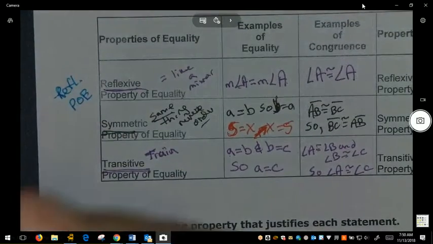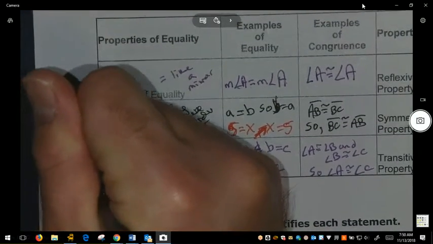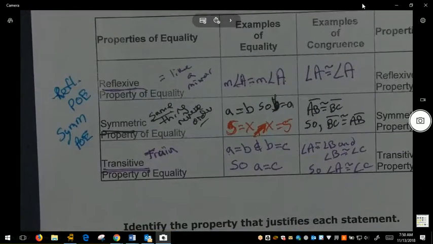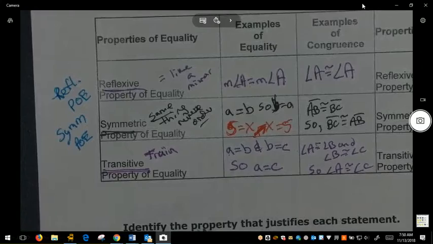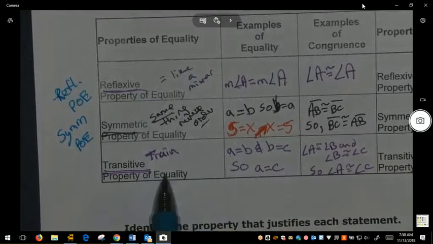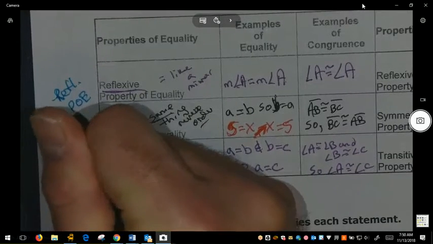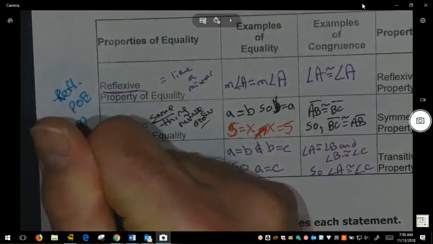P-O-E. Symmetric, P-O-E for property of equality. We still read it as property of equality. Wait, isn't it property of congruent? Nope, these ones are property of equality. Oh. This one is transitive, and we will write that one out. Property of equality, we use that one quite a bit.